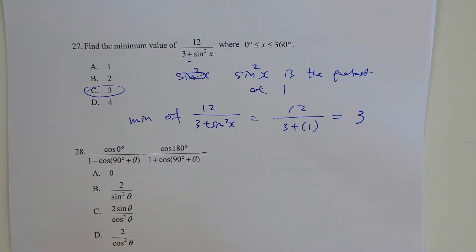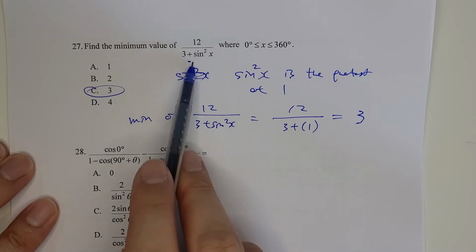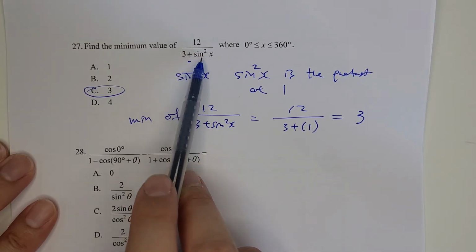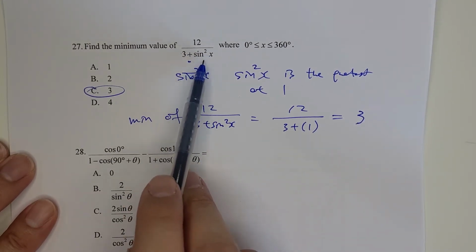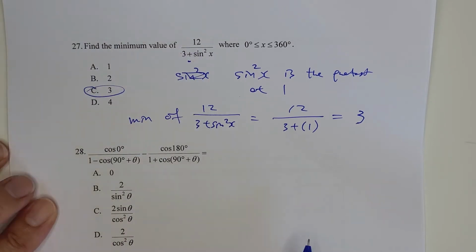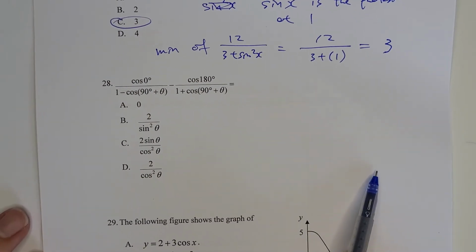Okay, it cannot be, some of you substitute -1 here. No, because sine x bracket square cannot be -1. Okay, so question number 28.